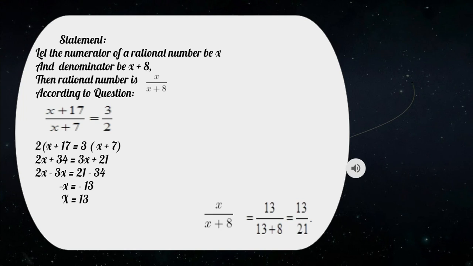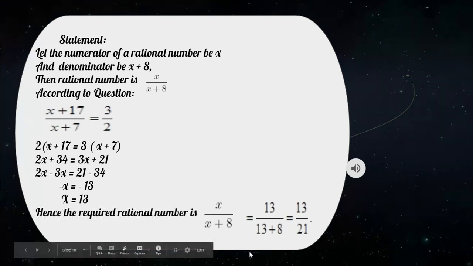Now we can make the number. That is x/(x + 8), with x as 13, that is 13/(13 + 8). That is equal to 13/21. Therefore the required rational number is 13/21.